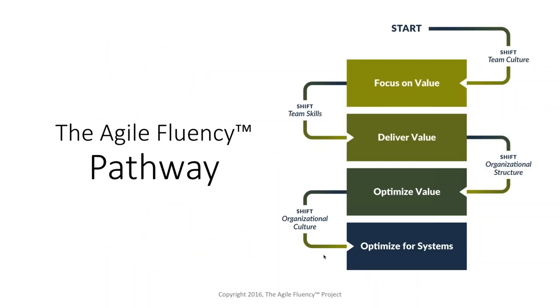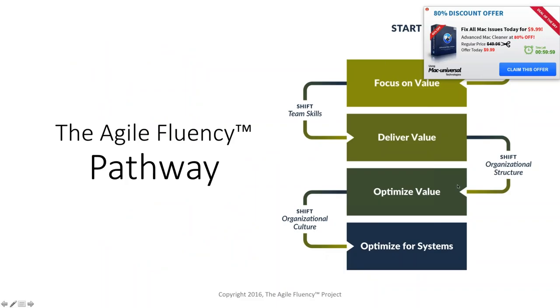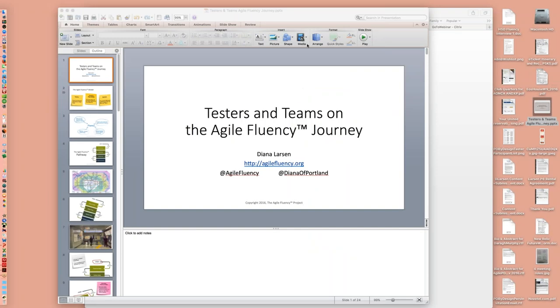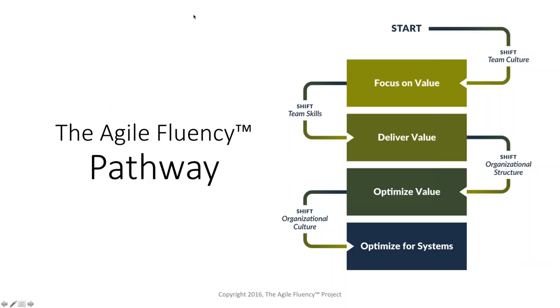So those things together brought us to this Agile fluency model, or we sometimes call it the Agile fluency pathway. Sometimes it's the journey. Sometimes we refer to it, and as I'm going to do here, as if we were on a bus trip. It describes four general ways of moving in the Agile space.